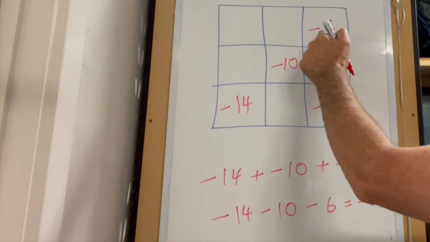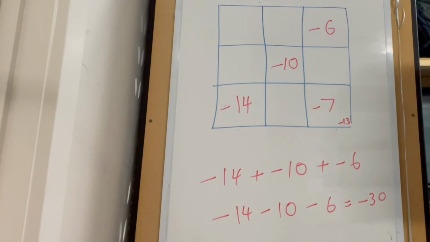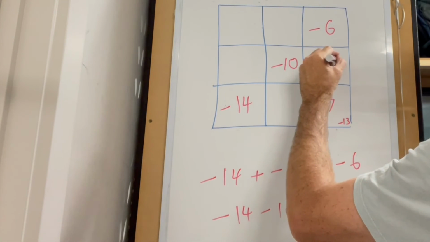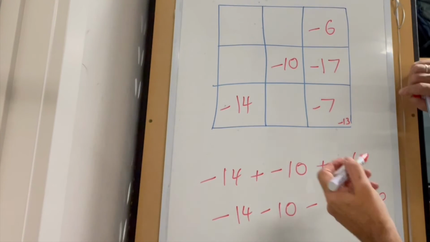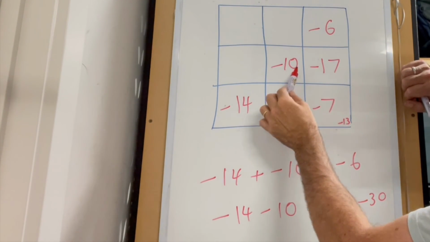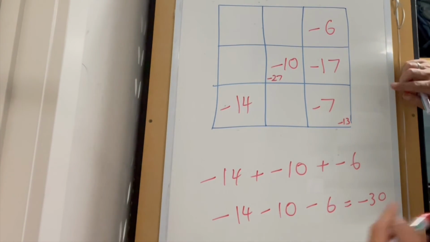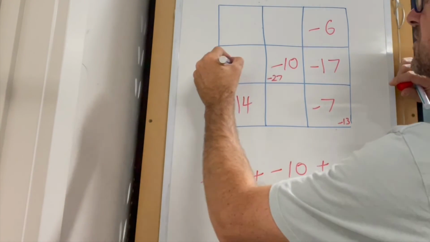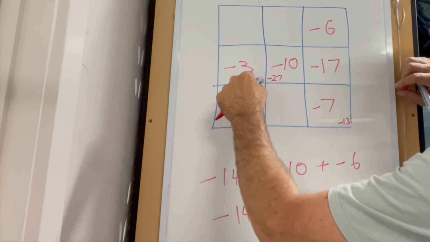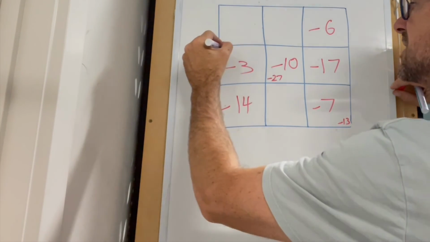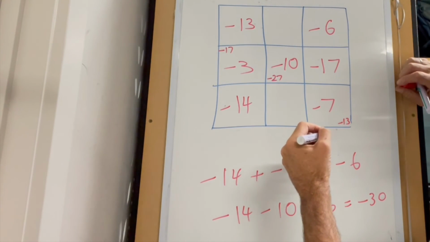So here we have negative 6 take away negative 7 is negative 13, okay? So we're going to need a negative 17 in order to get that to negative 30, okay? Now we have a negative 10, negative 17 is negative 27. And you can see how I'm just note-taking for myself in the corners as I do this so that I can track my information. So I need a negative 3 over here, okay? And then I've got a negative 14 and a negative 3 gives me a negative 17. Okay, so I need a negative 13 over here.